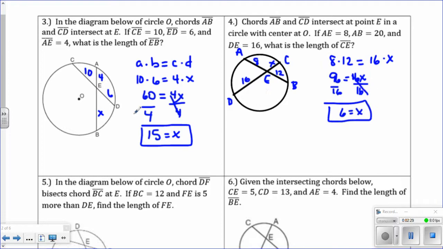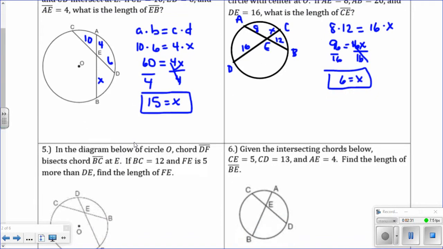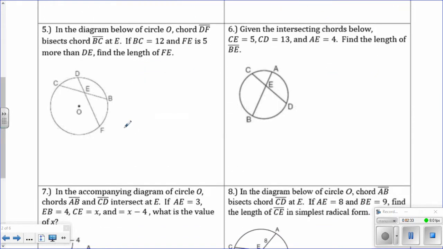Okay, one more together, number 5. In the diagram below, circle O, chord DF bisects chord BC at E. So it's splitting chord BC in half. If BC equals 12, there's no point in putting the 12 in because we need the two pieces. But if it's bisected, I know it's split in half, so it's 6 and 6.